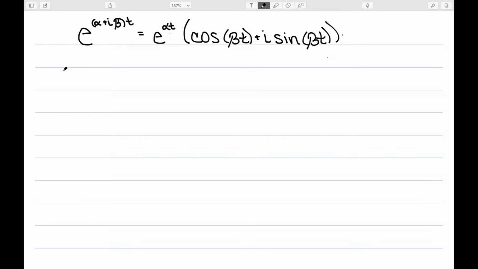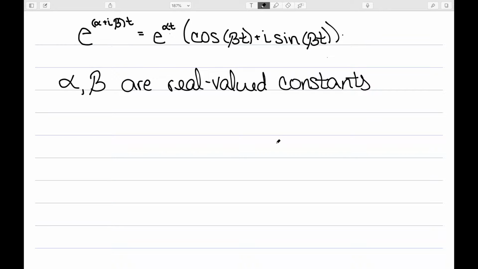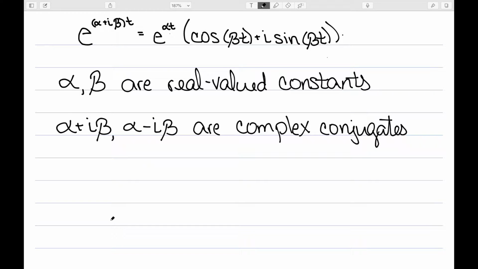The idea, I'm going to look at e to the alpha plus i beta t, so e to a complex number times t. And this is actually equal to e to the alpha t times cosine beta t plus i sine beta t. Alpha and beta are going to be real valued constants. And another important thing we'll need to know for this, alpha plus i beta and alpha minus i beta are known as complex conjugates. So if all I do is change the sign in the middle, these will be complex conjugates.